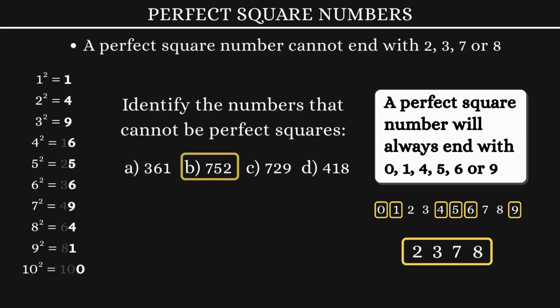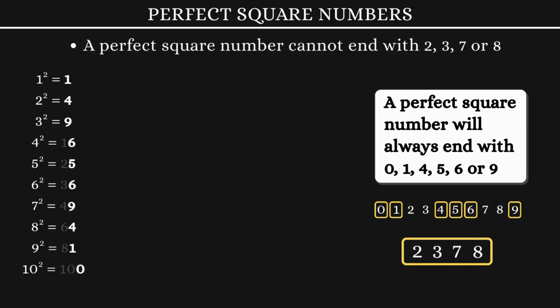The option B, 752, ends in a 2. And the option D, 418, ends with 8. So these two numbers cannot be perfect square numbers.